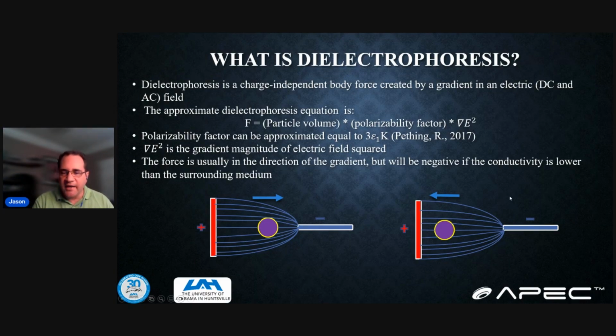Now, you can get a repulsion, but in order to do that, you have to have this in a medium in which the permittivity of the medium is less than the particle itself. No, it's more than the particle itself. I got that backwards. I'm sorry.